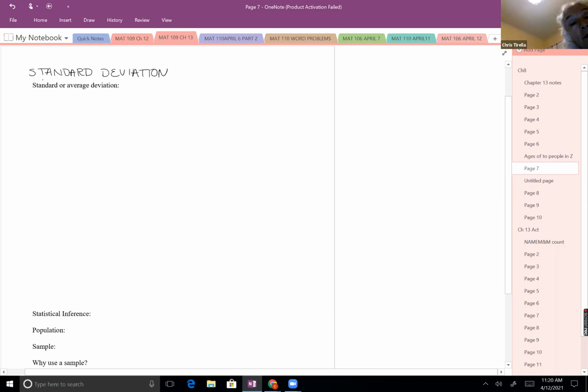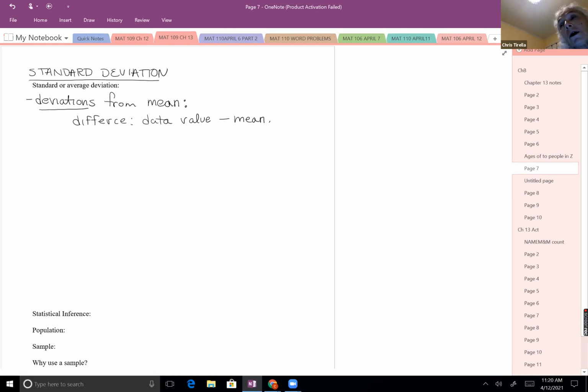And before we look at that standard deviation, we talk about something that's called the deviations from the mean. And the deviation, well, the deviation is a difference. So that's the difference which comes from subtracting the data value minus the mean. And so if I have a data set with 5 values, I will have 5 deviations.